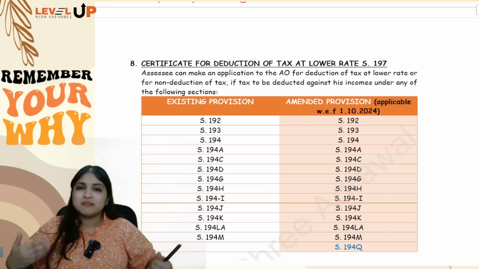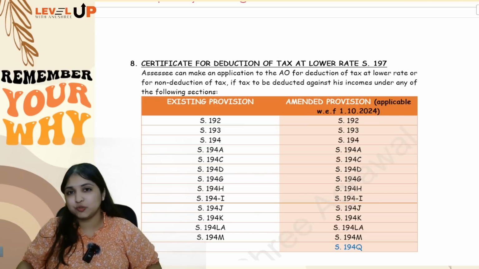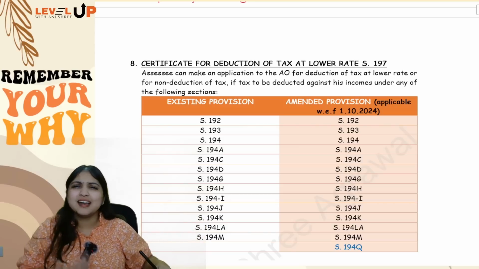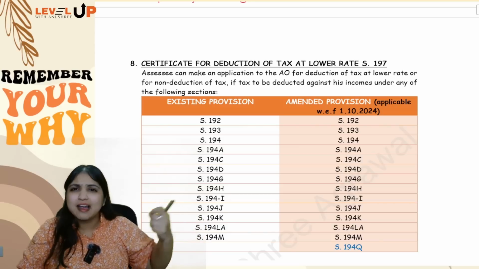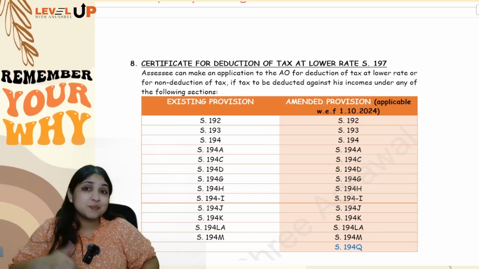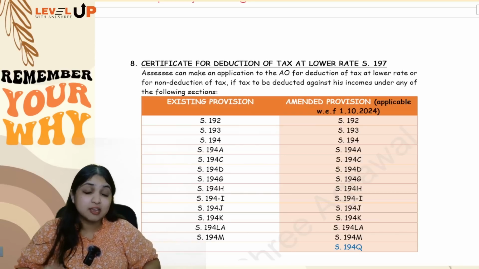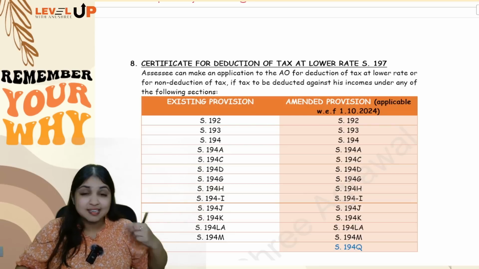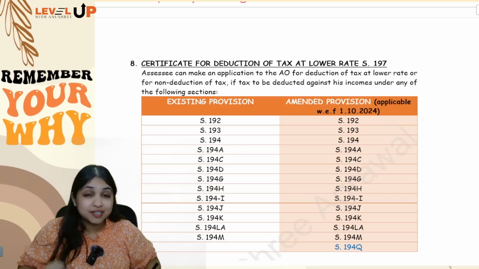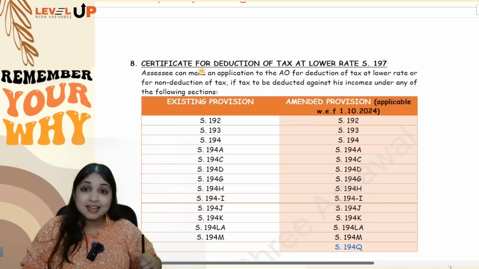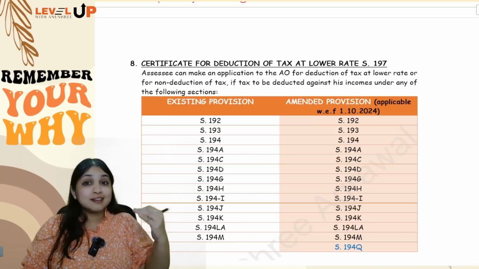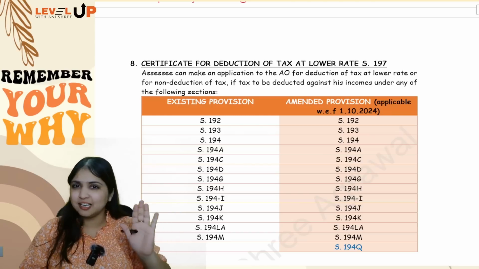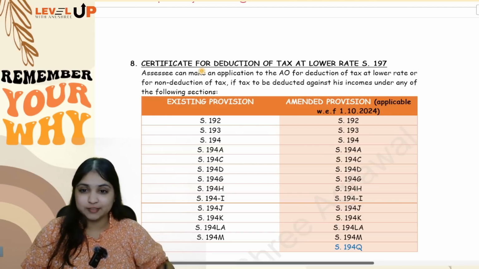Like for example, if my income is below basic exemption limit, still if somebody deducts tax against my income, unnecessary hassle for me. I'll have to apply to get refund because my income is anyways less than BEL, so no tax liability for me. So in such cases, I can request the AO to please give me a certificate for nil deduction of tax or lesser deduction of tax.